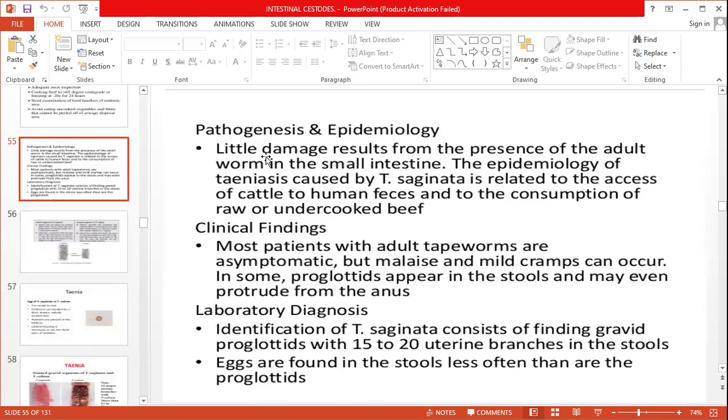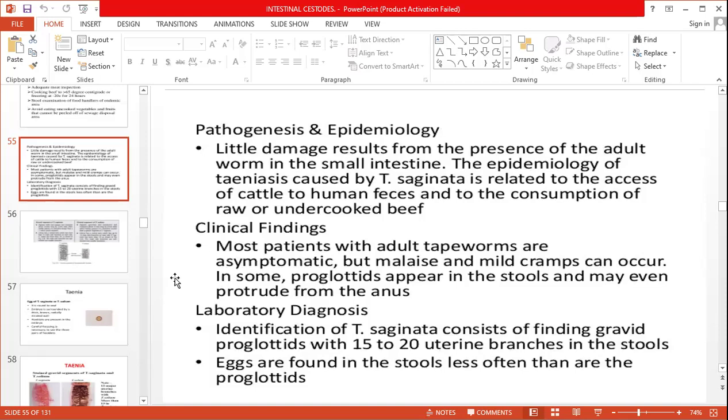Pathogenesis and epidemiology: little damage results from the presence of the adult worm in the small intestine. Epidemiology of infection caused by T. saginata is related to the access of cattle to human feces and to the consumption of raw or undercooked beef. The clinical findings: most patients with adult tapeworms are asymptomatic, but malaise and mild cramps can occur.